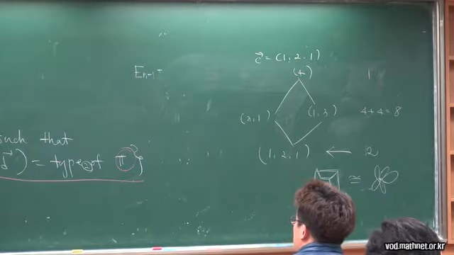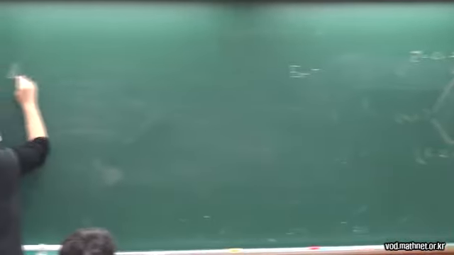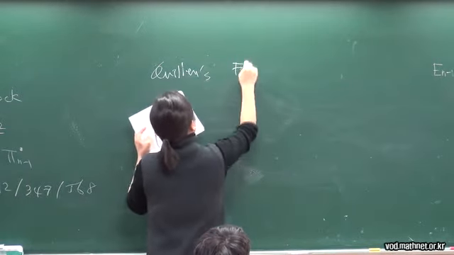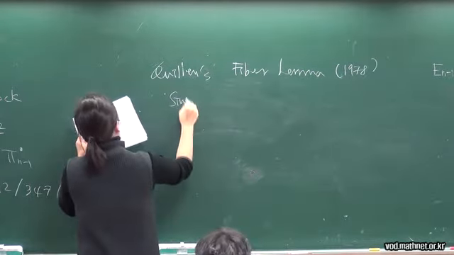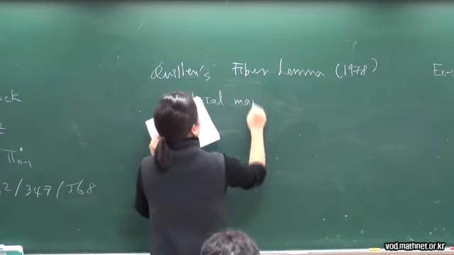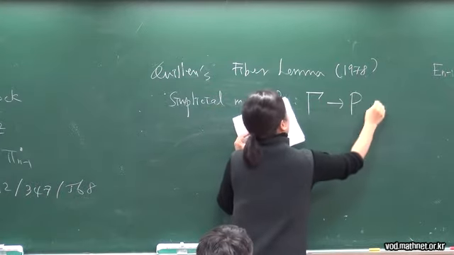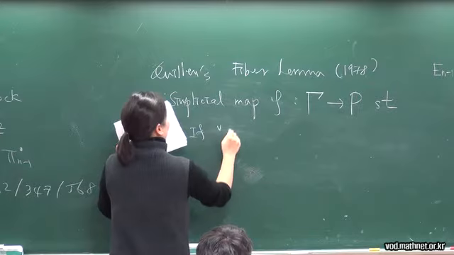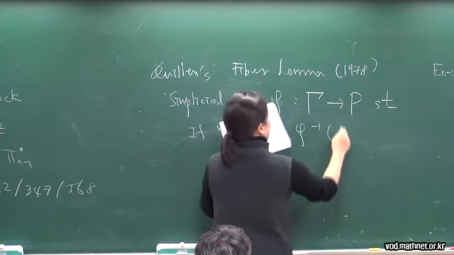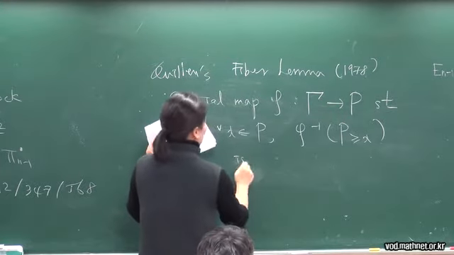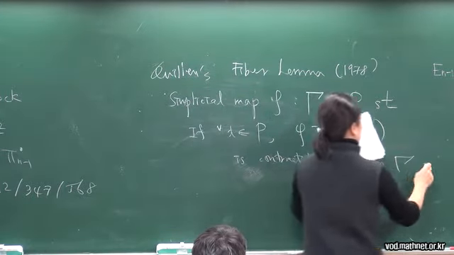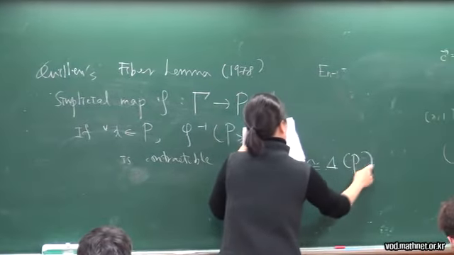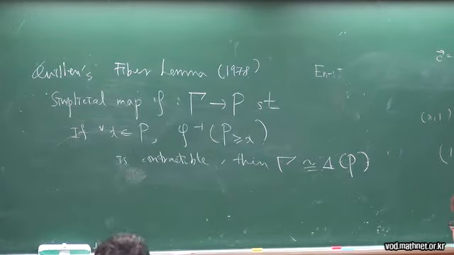And the final lemma for this talk is: if you have a simplicial map from a simplicial complex Gamma to the poset P such that for all x in the poset P, the inverse image of the elements greater than or equal to x is contractible, then we may say this simplicial complex is homotopy equivalent to the order complex of P. This is Quillen's fiber lemma from 1978.